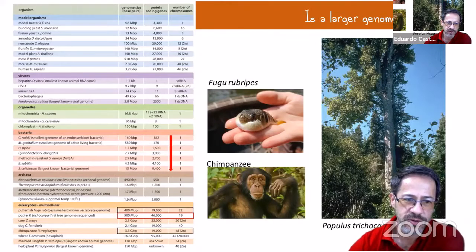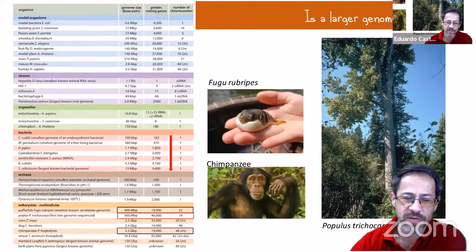So we are going to concentrate on bacterial genomes. In this table, we have a list of different organisms, and we have the genome size in base pairs, and the number of protein coding genes. What we can see in bacteria is that small bacteria with small genomes have only a few protein coding genes. So this bacterium, the one with the smallest genome, 160 kilo base pairs, has only 182 genes.